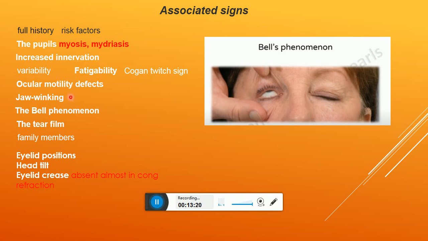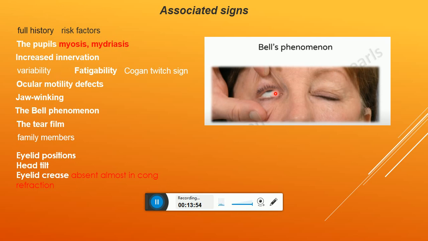Another important sign is jaw winking. It is identified by asking the patient to chew and move the jaw from side to side. Another one is Bell's phenomenon. Here you can see in the picture, it is tested by the examiner manually holding the lids open, asking the patient to try to shut the eyes, and observing upward and outward rotation of the globe.